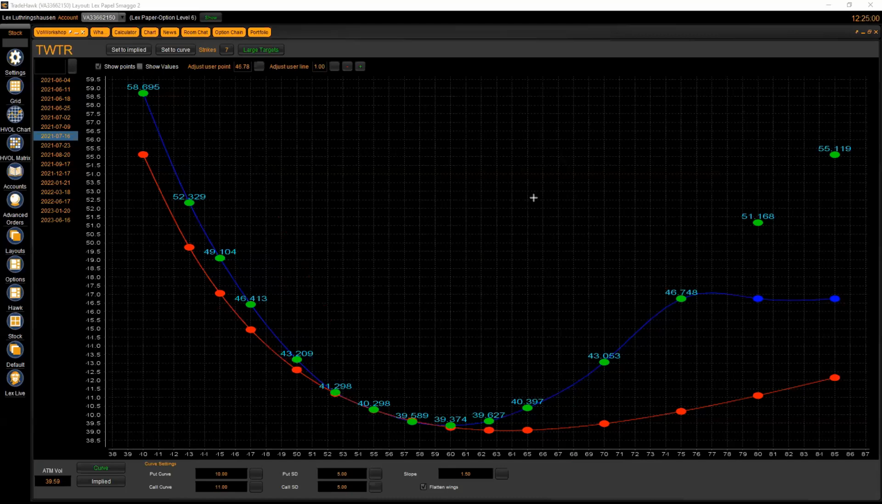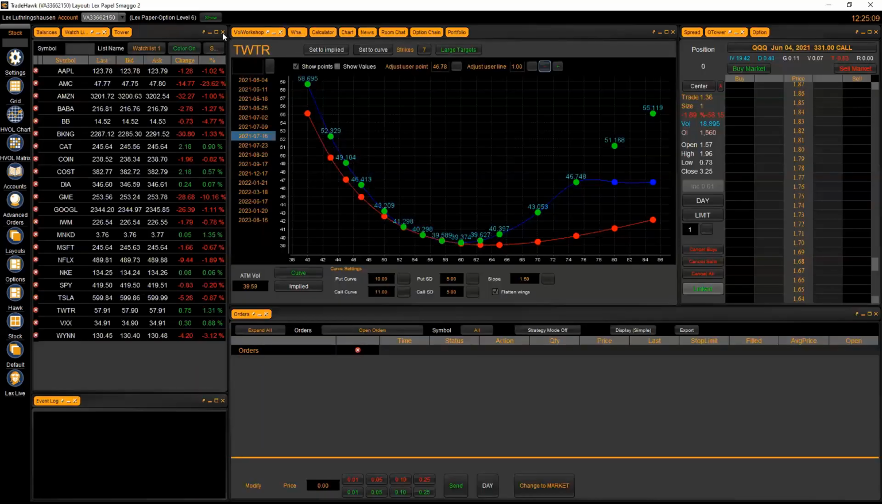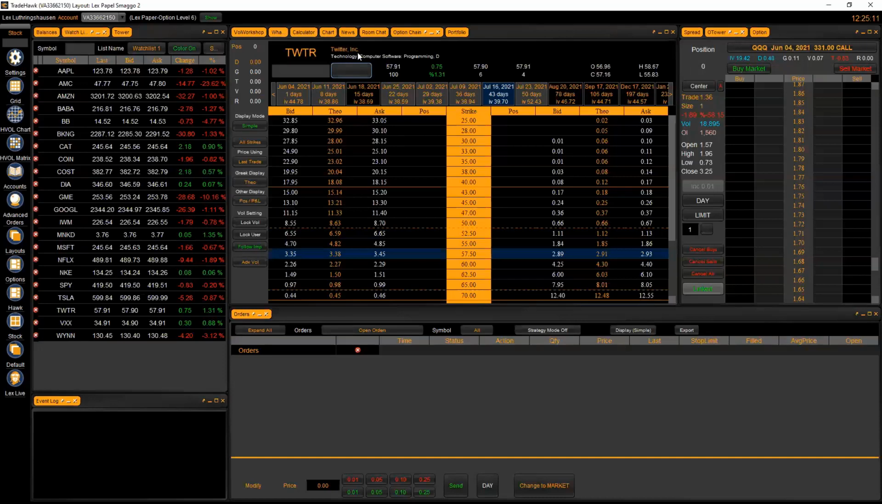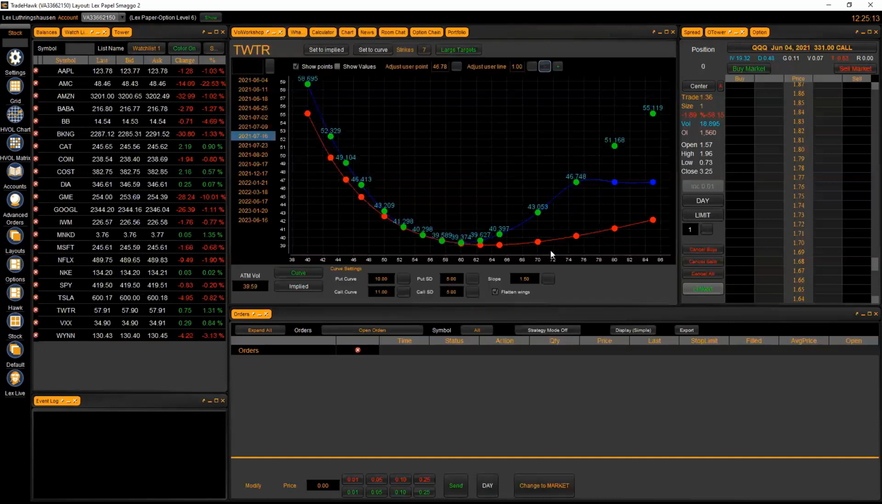Yes, this is a feature of this platform. That's correct. This is the Volatility Workshop. I'm going to show you where that is. I'm going to minimize this back down. It's under Vol Workshop in this platform. There's the normal option chain, and then there's a Vol Workshop that you can mess with.